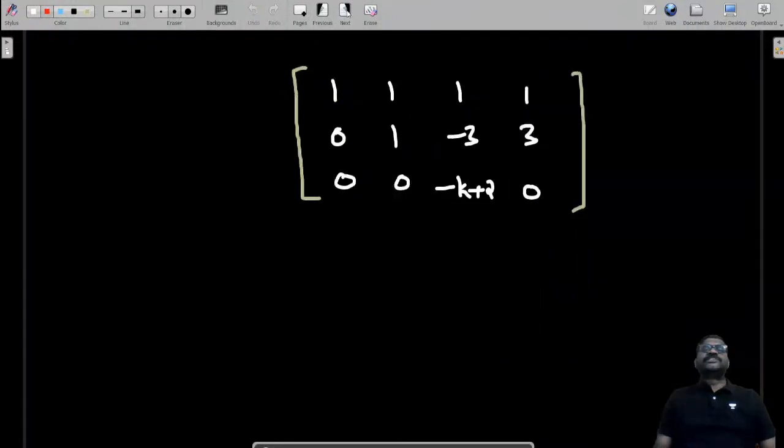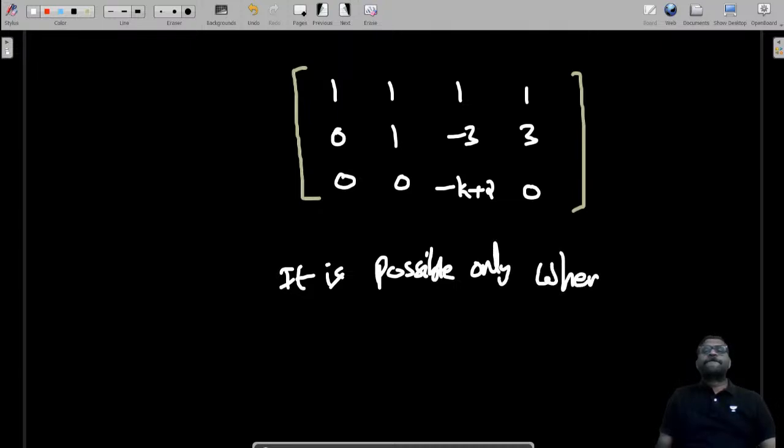In the problem it is given that it has infinitely many solutions. When a non-homogeneous system possesses infinitely many solutions, it is when rank of A equal to rank of AB less than number of variables. It is possible only when minus k plus 2 equal to 0. That means k equal to 2.